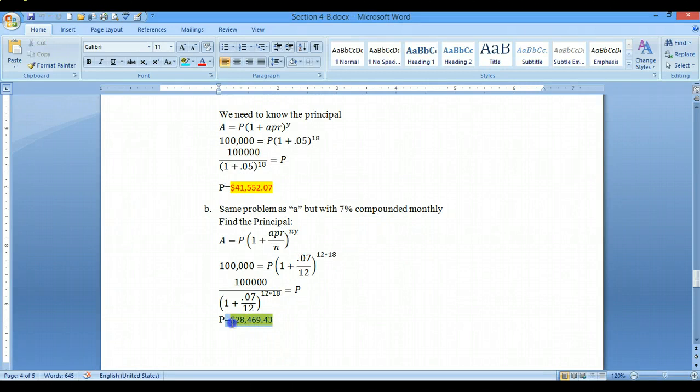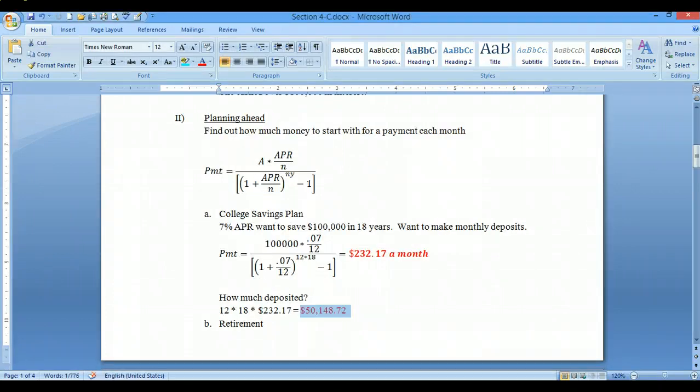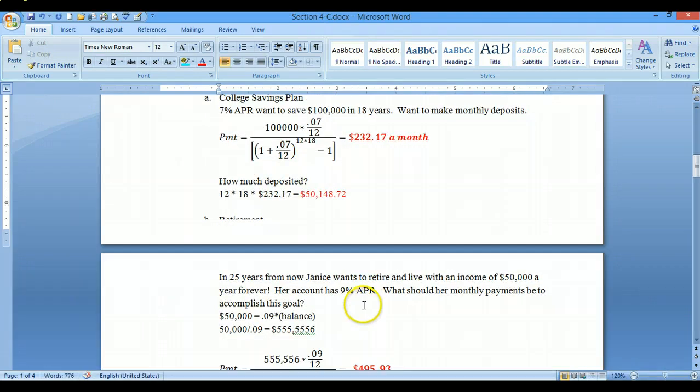Let's compare it to what was deposited in the example from 4B. In 4B, if you wanted to make one large sum payment and build at 7% compounded monthly, you'll end up needing $28,469.43. This one, about double that, but it was nicer because you only had $200 a month payments. All right, let's move to the next example.